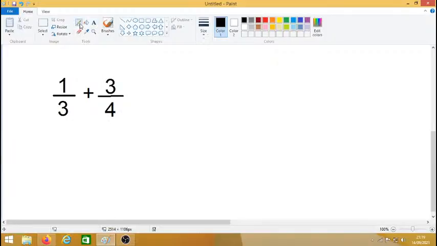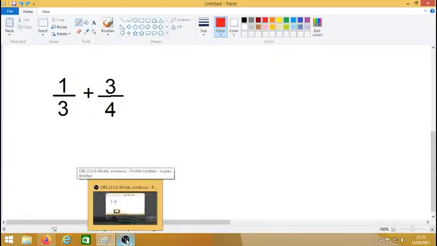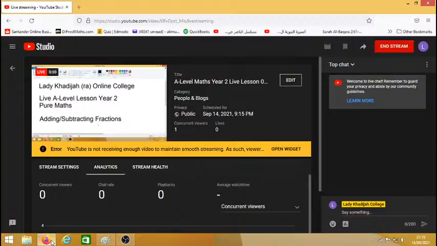Adding two fractions, we need to make sure the denominator is the same. How can we make the denominator the same? We can either look through the multiples, or there's an easier way that we're going to tend to use a lot more in algebra. Let me just check the sound is coming through.